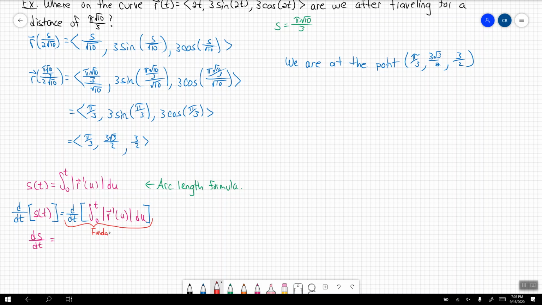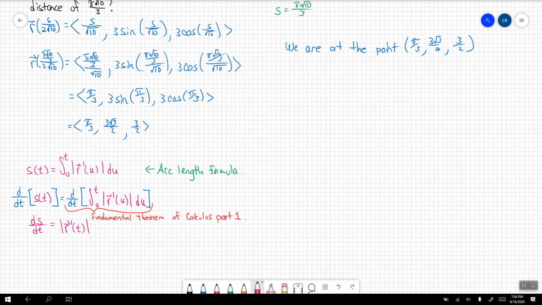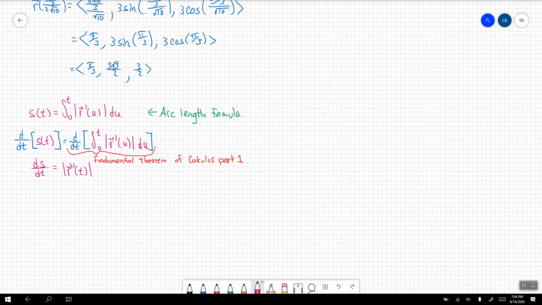On the right-hand side, we're going to use the fundamental theorem of calculus, part 1. It says that if you're taking the derivative of the antiderivative of some integral that ends at a bound of t, then these are inverse operations and they undo themselves. This means we have the integrand evaluated at that upper bound, so we're left with the magnitude of r prime of t. And again, this is the speed of the object that's traveling on this curve.